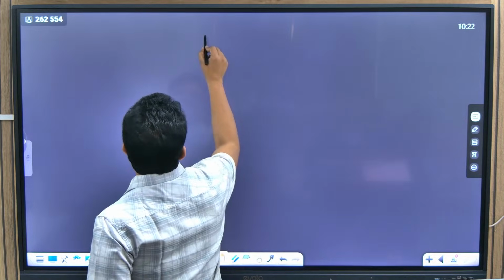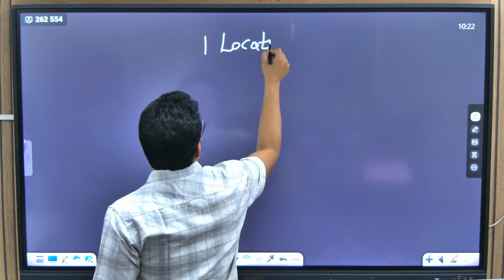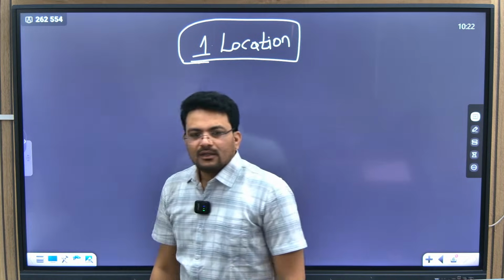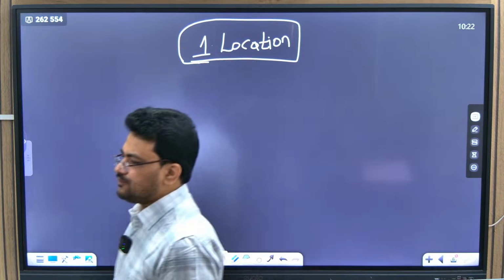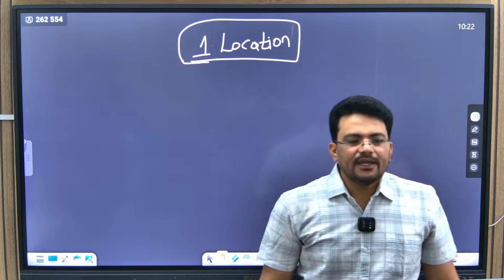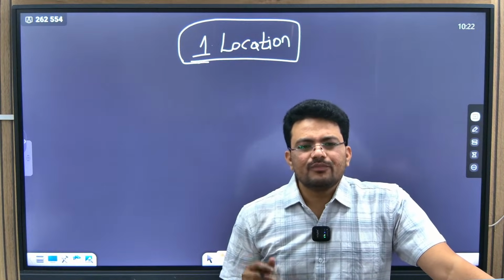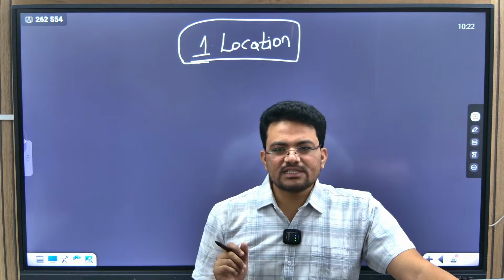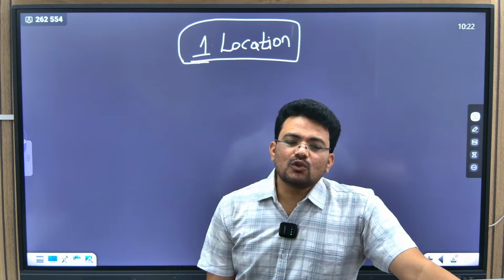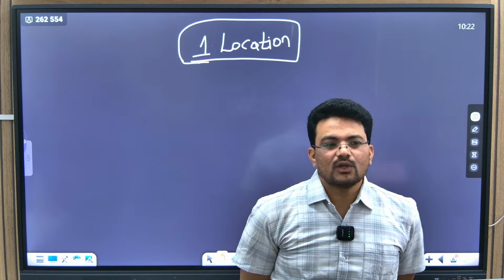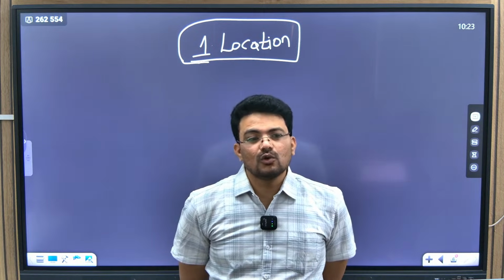Okay, so the first one is location. Okay, chalo. So you must be knowing that India is situated in the northern hemisphere and eastern hemisphere. Okay, so northeastern hemisphere, I'll show you the map as well. So India has how much area? 3.28 million square kilometers. Okay, and India occupies 2.5% of the globe, of the earth.